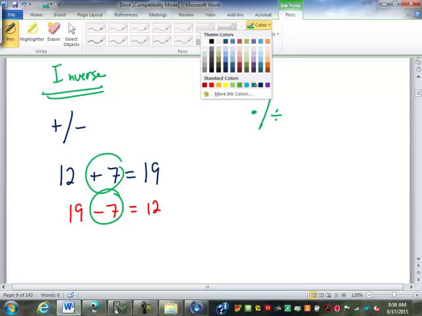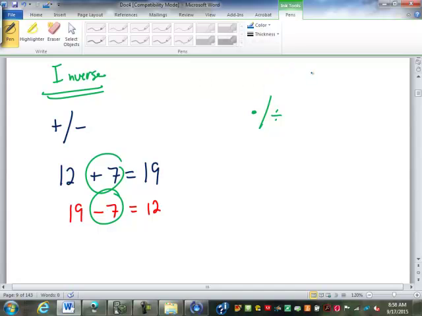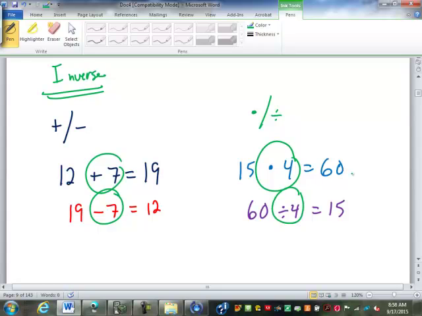Multiplication and division are inverses. Let's say I start with the number 15 and I multiply by 4. I'm going to get 60. Well, if I want to get back to 15, I'm going to take my 60 and I'll divide by 4, gets me back to 15. Multiplying by 4 and dividing by 4 are inverses. One of them reverses or undoes the other.